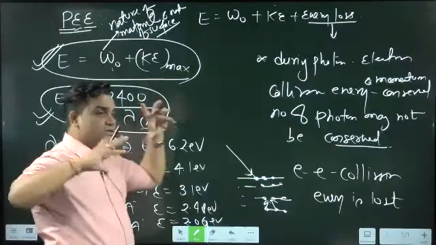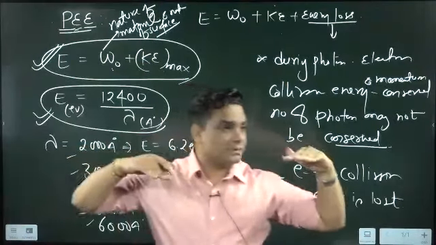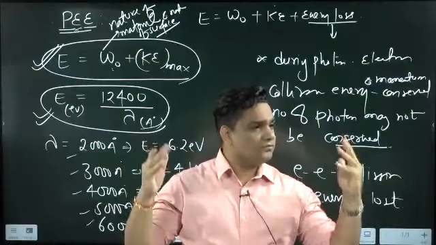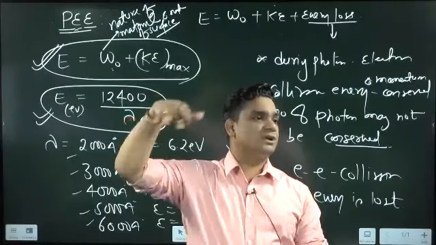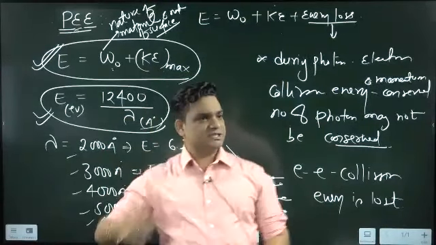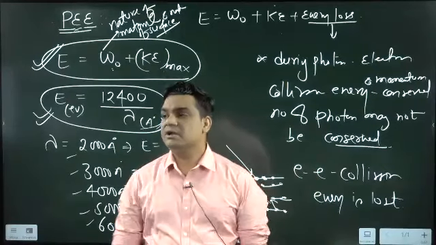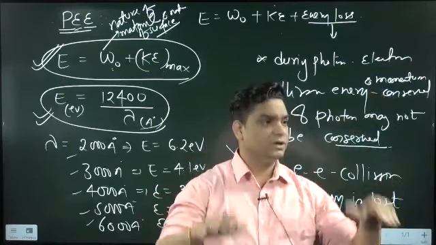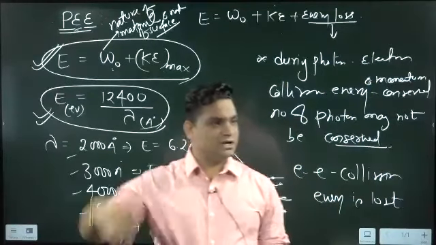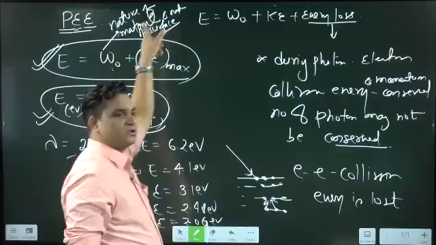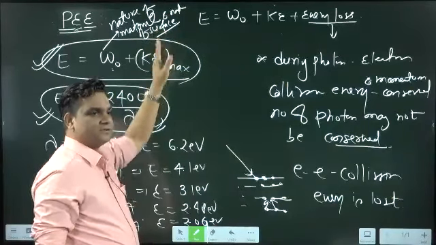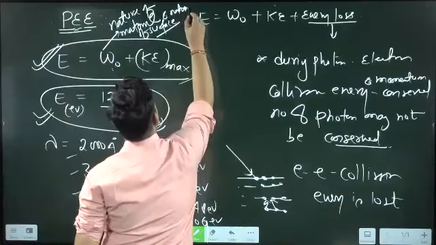Means if one material is at a lower temperature, and one is at a somewhat higher temperature, the one at the higher temperature is easier to eject from, because already they have some energy. Clear? Means if temperature is high, then ultimately your work function will be low, because already they will be having the energy. So work function depends on your nature of material as well as your nature of surface.